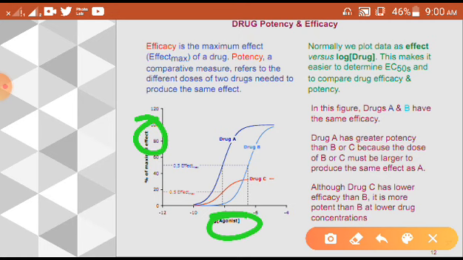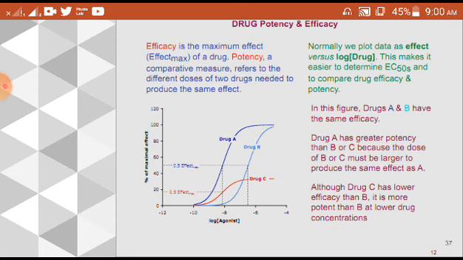So here they are using different drugs, drug A, drug B, drug C. So three, and they are comparing the potency and efficacy of these three drugs, right? In this figure, drugs A and B have the same efficacy. You can see now, this is the outcome of it. Drug A and drug B have the same efficacy, right? But there is a difference in the potency, right? I think by this graph you will get the answer to the previous question I asked you.